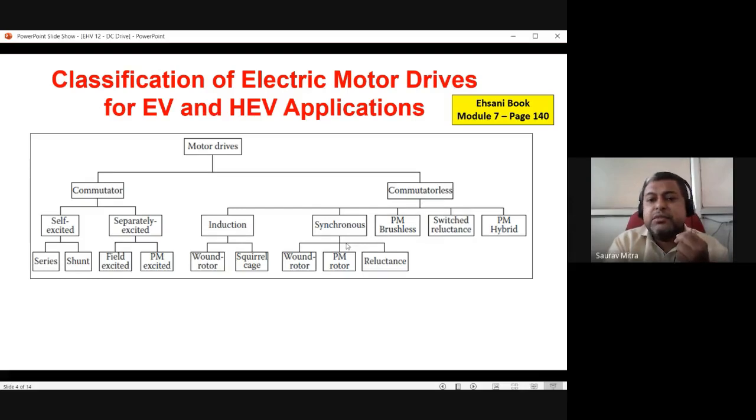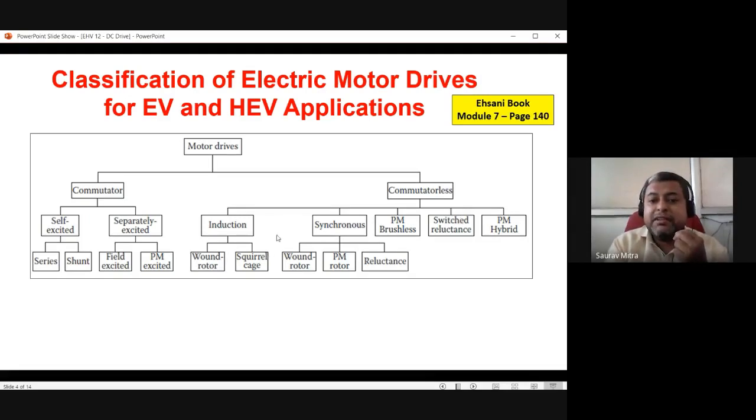And on the right side, these are commutator less motors. They are mainly AC motors. There is one type of AC motor which is called the induction motor. Three-phase, single-phase, both are possible, and this is called wound rotor and squirrel cage. So these are the two types of induction motor. Then there is the synchronous motor, the permanent magnet brushless motor, the switched reluctance motor, this is called SRM, the last topic of this module, and the PM hybrid, that is the permanent magnet hybrid motor.